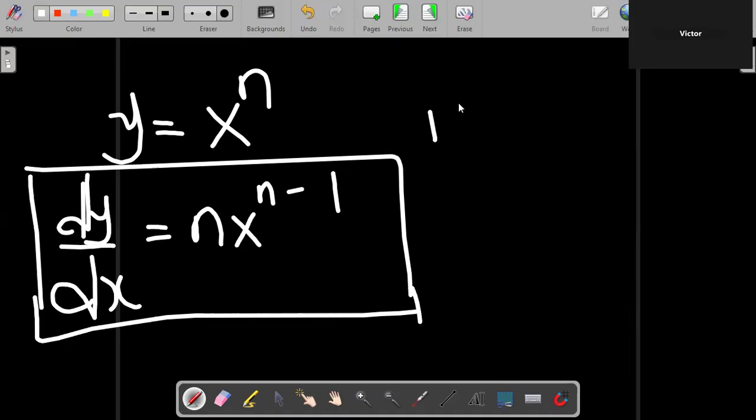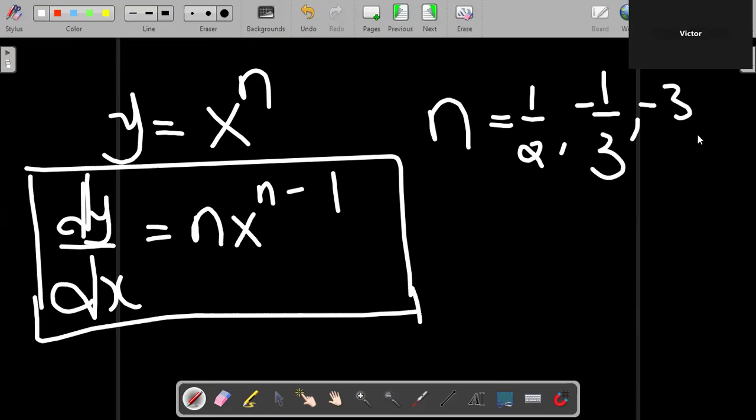So your n can be any number, can be half. Okay? It can be negative, any number, can be negative 3, 1 over 3. It can be positive 4, it can be 2, it can be 1. So n can be any number. Okay? So take note, n can be any number.